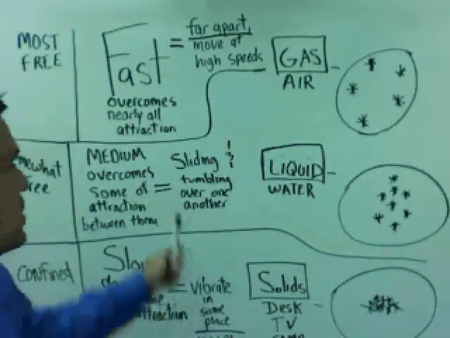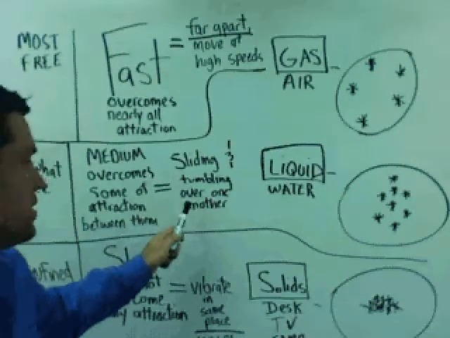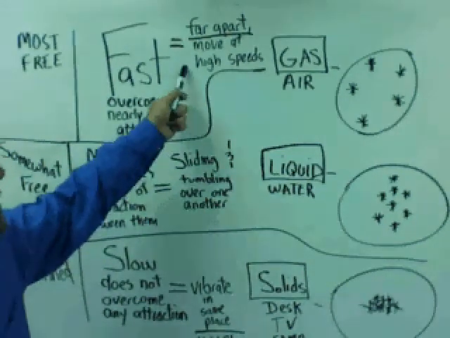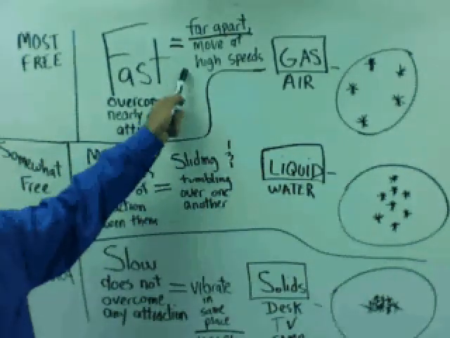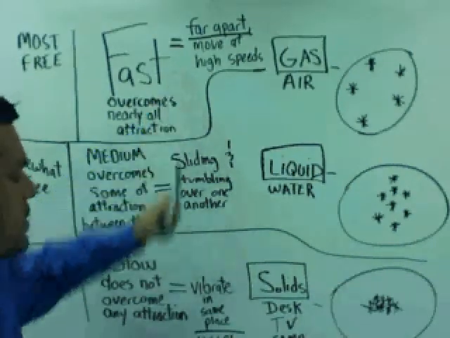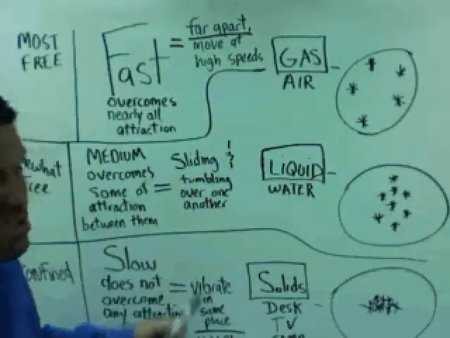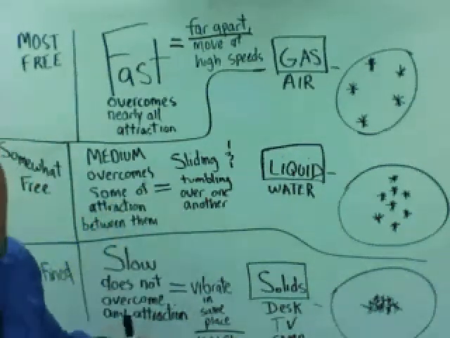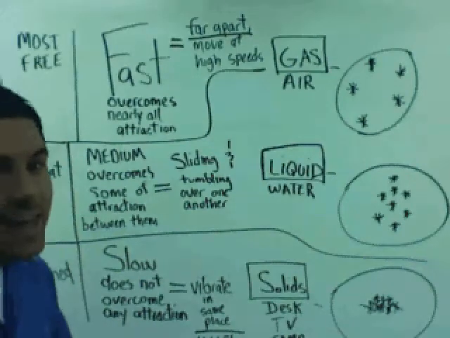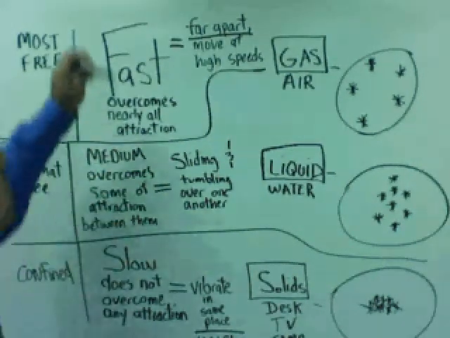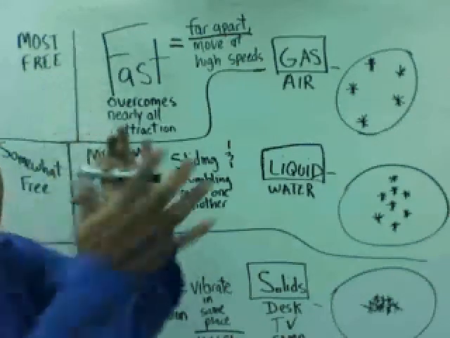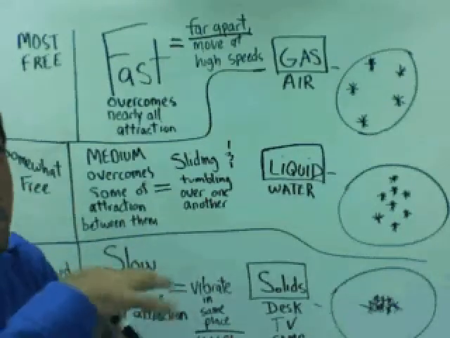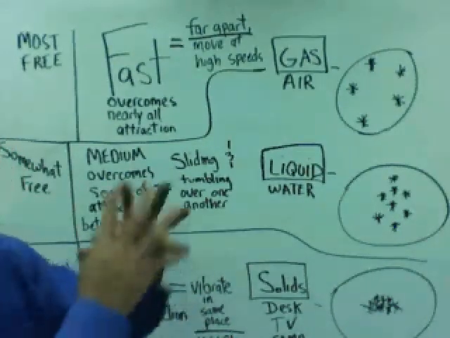Now, these particles are sliding and tumbling over one another. Unlike particles in gas that rarely ever interact with one another, and unlike particles in solids, which are so close to one another, always interacting, these particles are somewhat together. They're sliding and tumbling over one another. Gas particles hardly ever see each other except when they collide. Liquid particles are sliding and tumbling around each other, but they're a little bit looser than solids, which are combined.